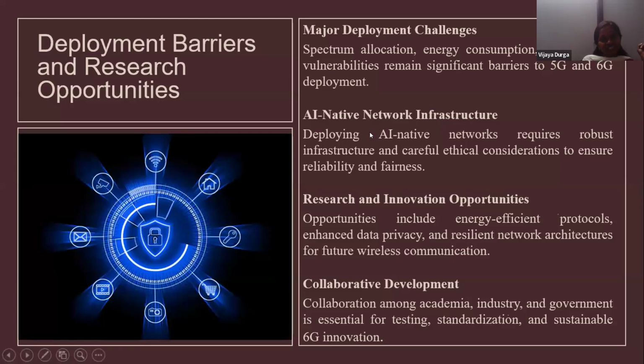And then AI native network infrastructure. Deploying AI native networks requires robust infrastructure and careful ethical considerations to ensure reliability and fairness also. Research and innovation opportunities include energy efficient protocols, enhanced data privacy, and network architecture design for future wireless communications. Collaboration is needed, that means we need to collaborate with industries and government to get projects also. So these are the trending topics.